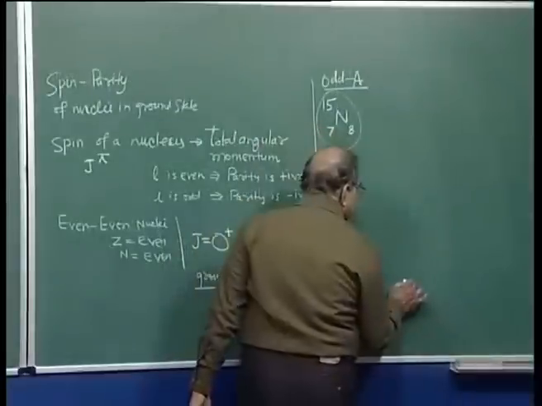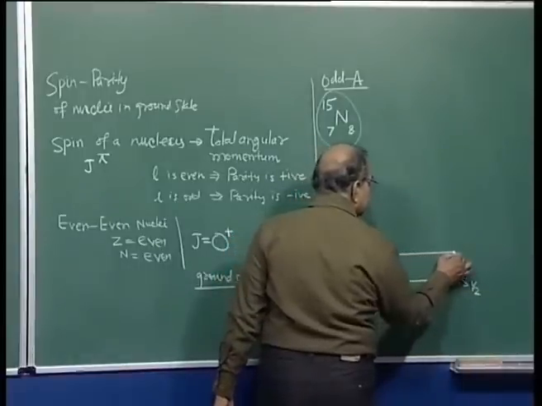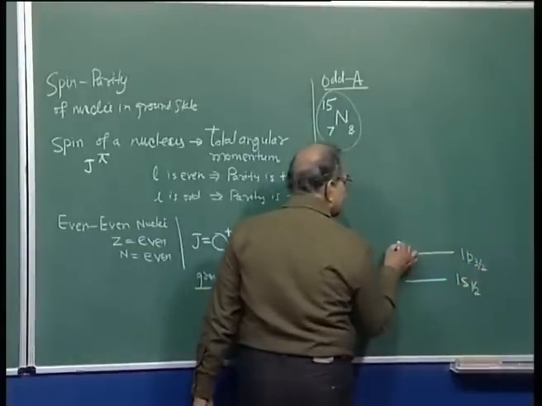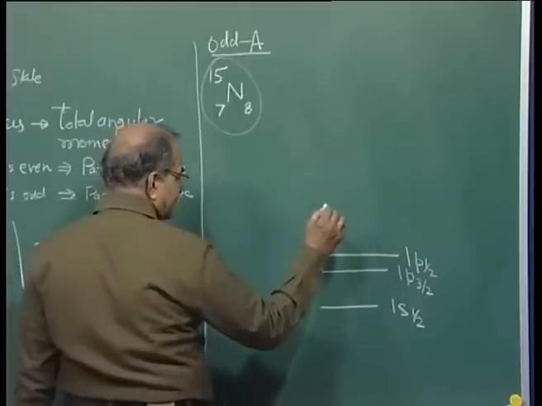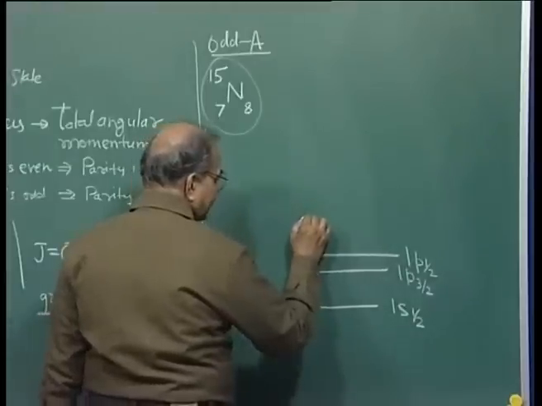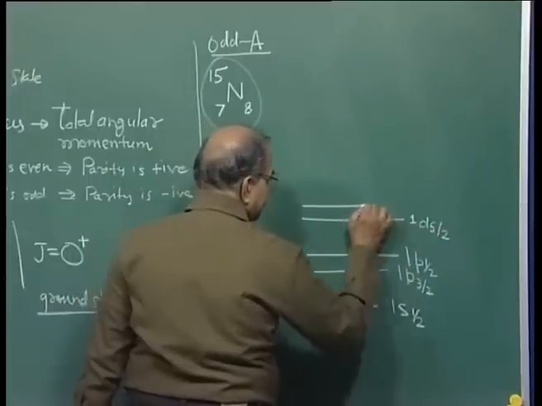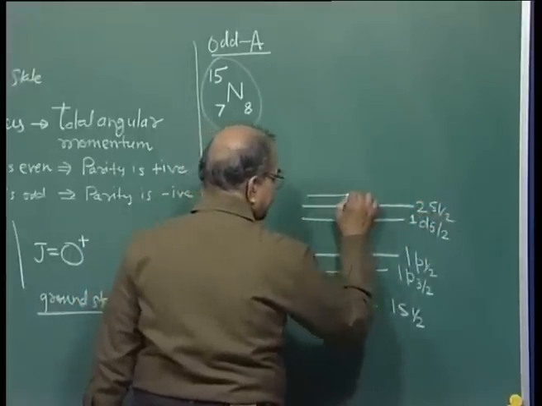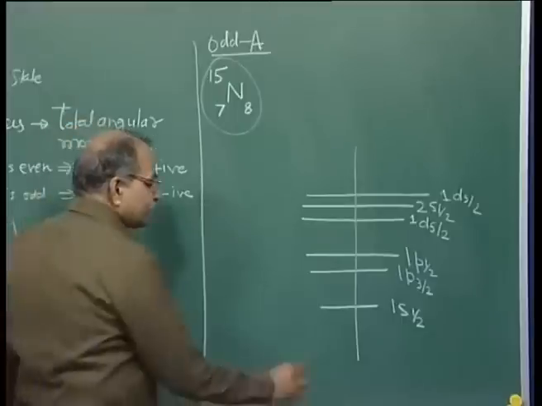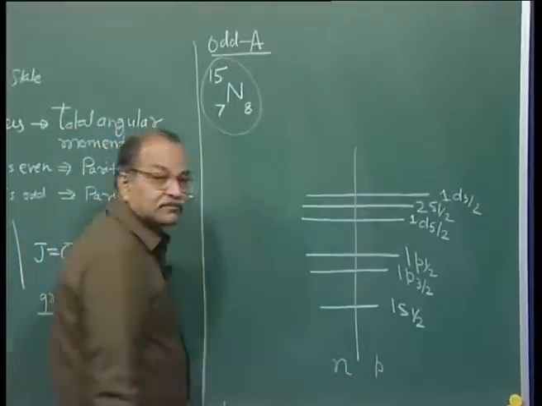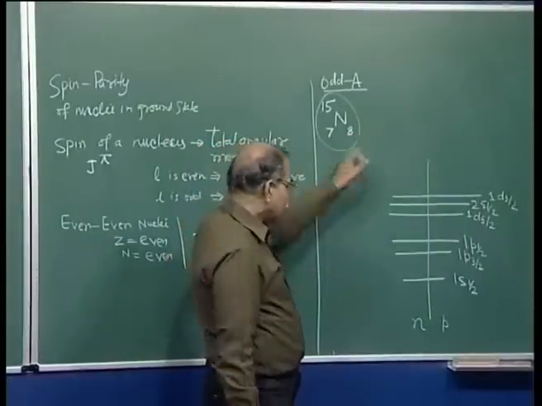So, tell me what is the lowest one? 1s1/2. Next one, 1p3/2. Next one, 1p1/2. Next one, 1d5/2. Next, 2s1/2. Next, 1d3/2. All right, this is enough. 2 parts I have done, one for proton, one for neutron. So, 8 protons, 8 neutrons here. These 8 neutrons will go here.